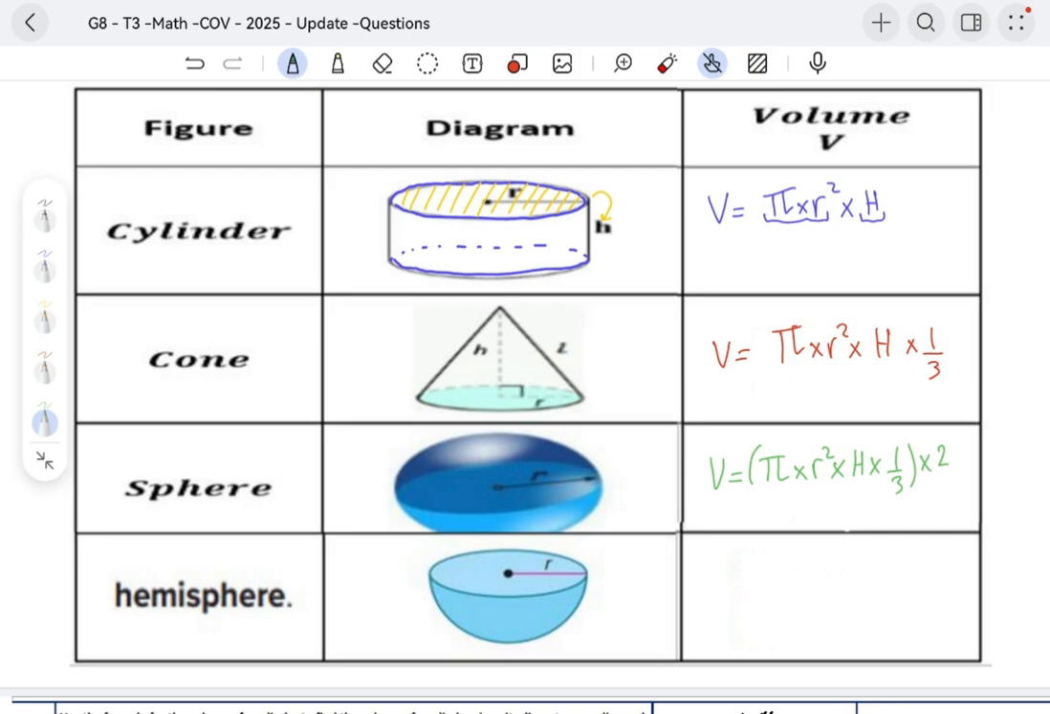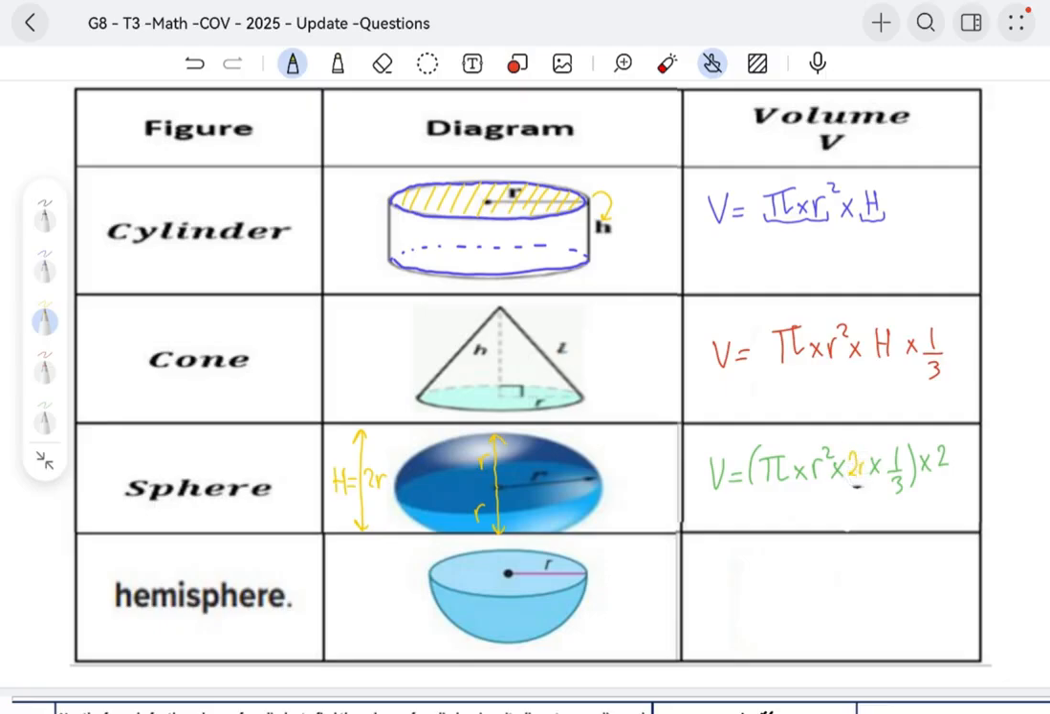Now, the height of the sphere is 2r. This is 1r. And here we have another r. So the height, this is the height, equals 2r. The height of the sphere equals 2r. So what I'm going to do, I will remove the h and I'm going to write 2r.